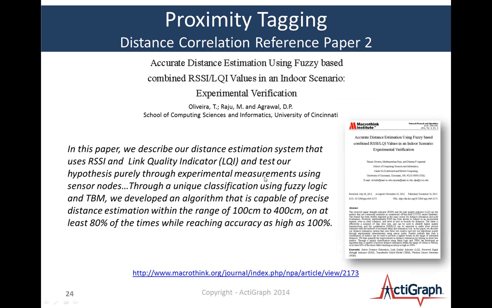And then another paper that did a little bit better job was this, Accurate distance estimation using fuzzy-based combined RSSI LQI values in an indoor scenario. This is a paper that comes out of the University of Cincinnati, and they did a little bit better job, but they also used an additional variable called link quality indicator, LQI. We don't offer that output on our product yet, but it's interesting that they use this, and you can see in their conclusion that their algorithm was capable of precise distance estimation within the range of 100 to 400 centimeters at least 80% of the times, while reaching an accuracy as high as 100%.